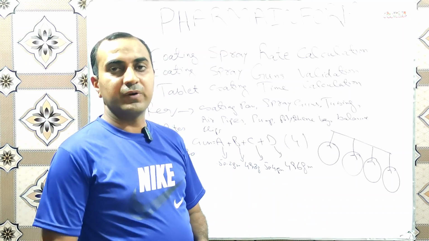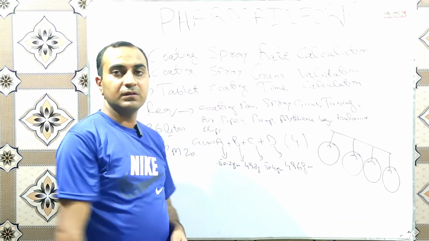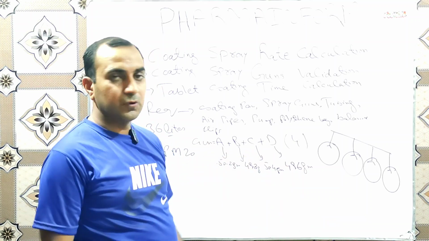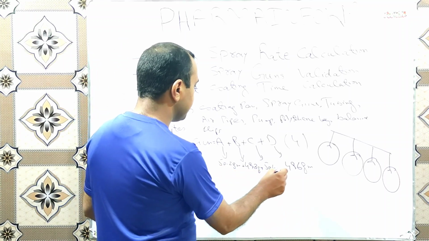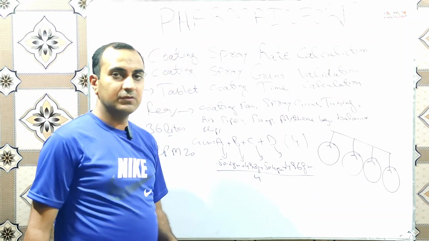So now we will determine the average spray rate for these 4 guns. So simply we will add these 4 quantities and divide it by 4.